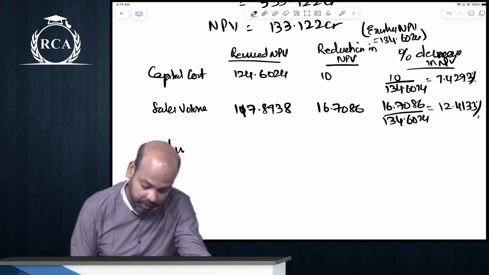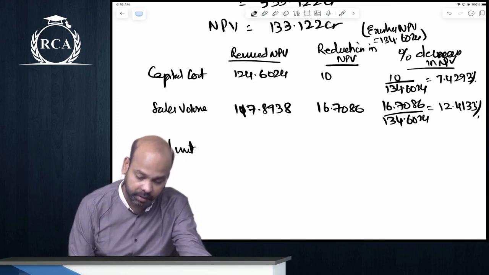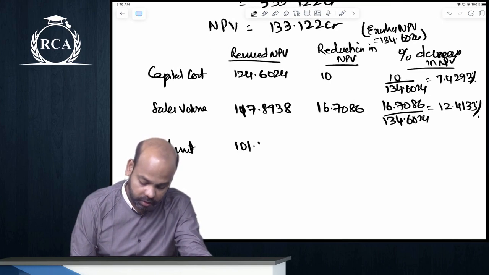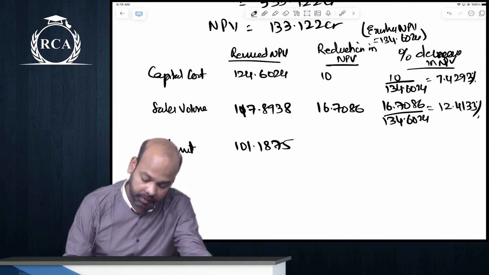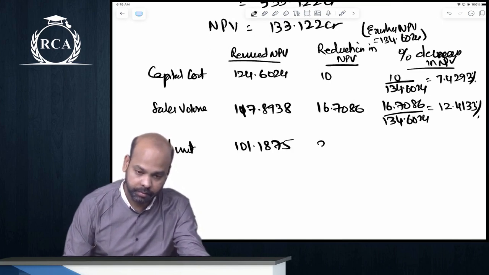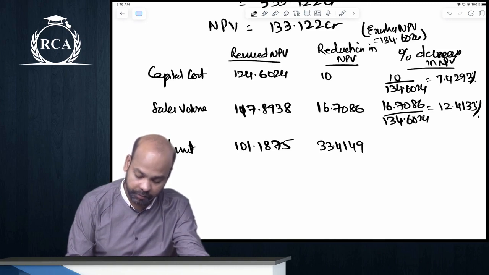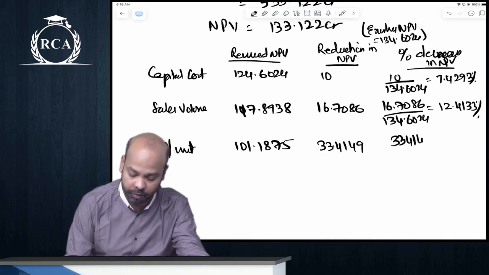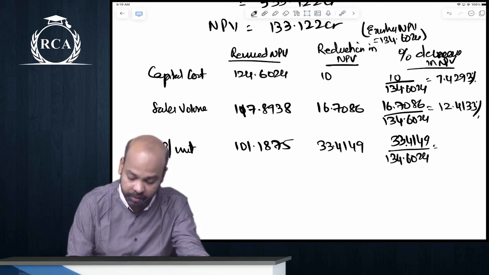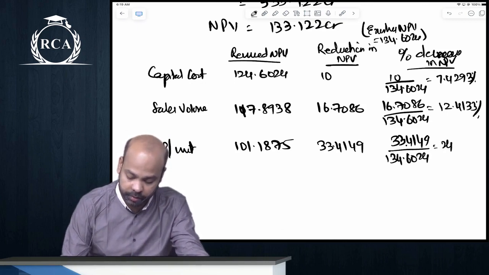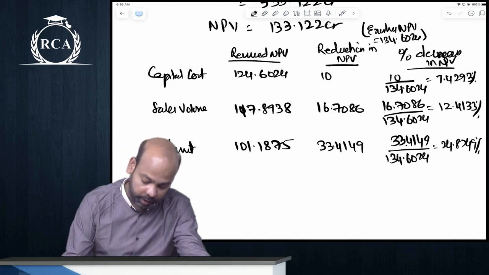Selling price per unit. What was the NPV at selling price per unit? What is the reduction in NPV? Here you will write 33.4149 divided by 134.6024. How much will that be? 24.8249%.